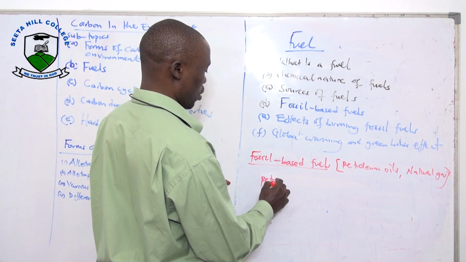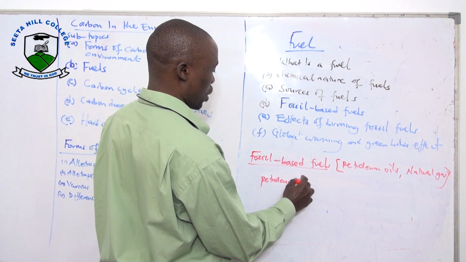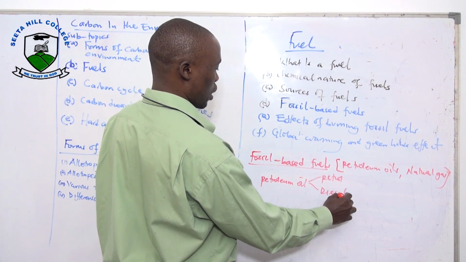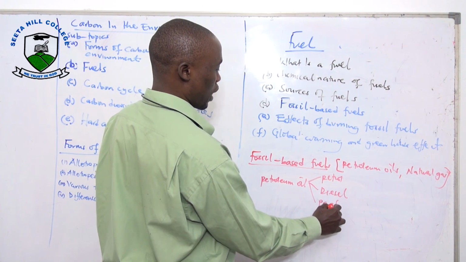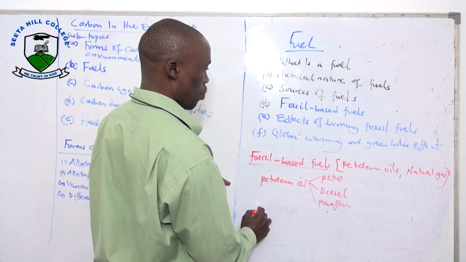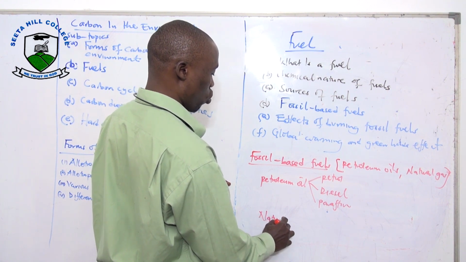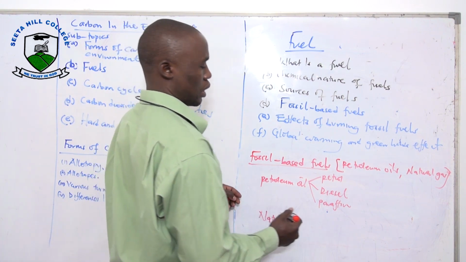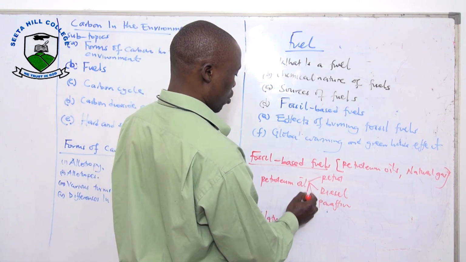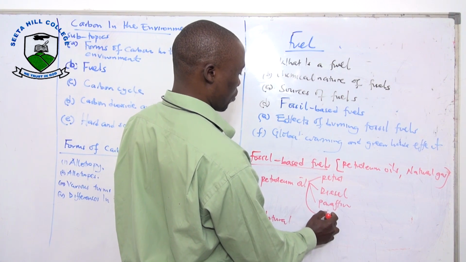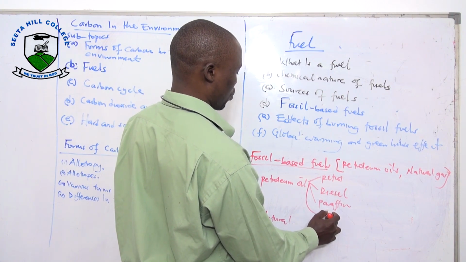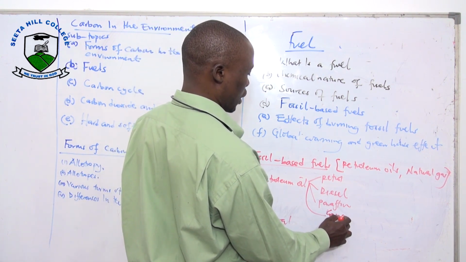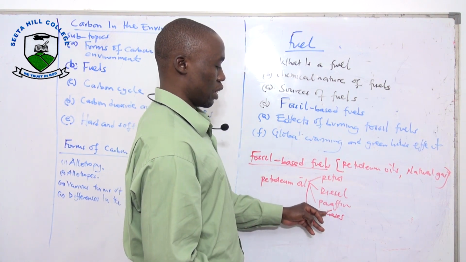petroleum oil produces many products. Petroleum oil is a source of petrol that you see, diesel, paraffin, which is called kerosene. Then we have natural gas, the gas used for cooking at home. At home we have a gas called butane. Even these oils also give us cooking gases.